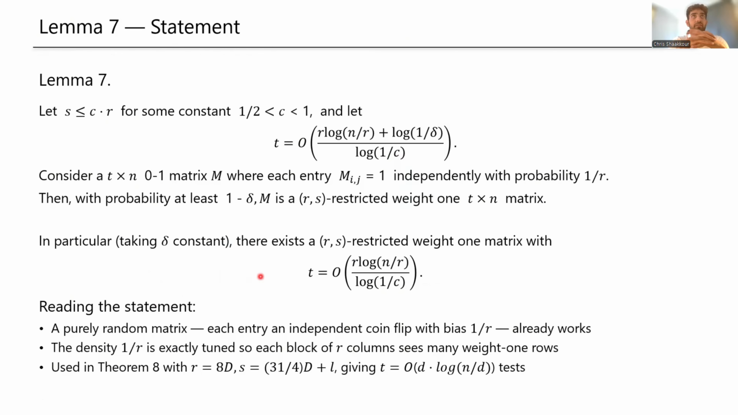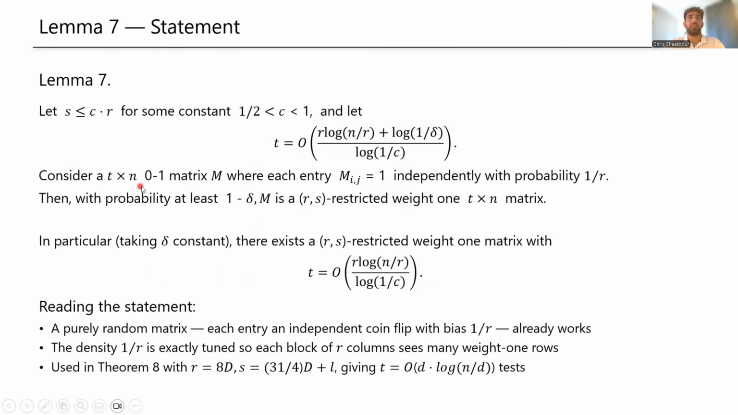Lemma number 7 states that if we let S be smaller or equal to C times R for some constant C between a half and 1, and let T be the number of rows in the matrix, a T by N matrix, which is O of R log N divided by R plus log 1 over delta, all of this divided by log 1 over C.